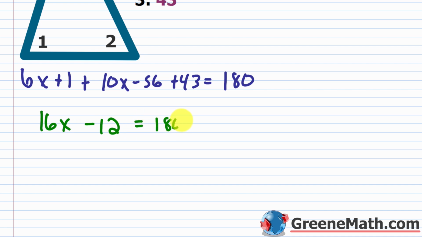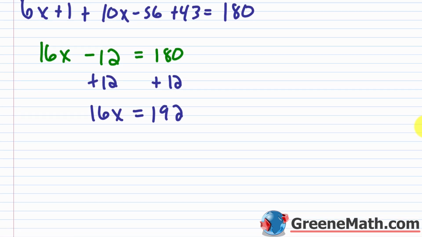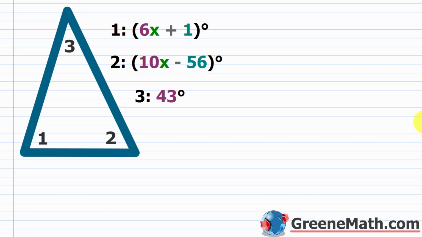This equals 180. If we add 12 to both sides of the equation, we're going to get that 16x is equal to 192. To finish things off, I'm going to divide both sides by 16 and get that x is equal to 12. So x is 12 here. So let me erase all this. So we said that x was 12.